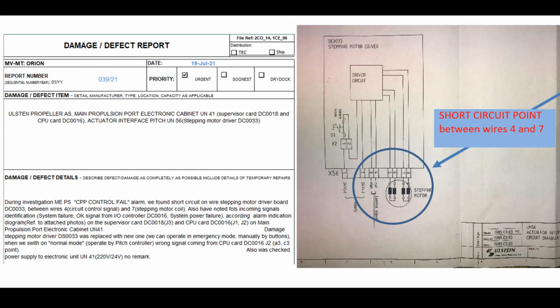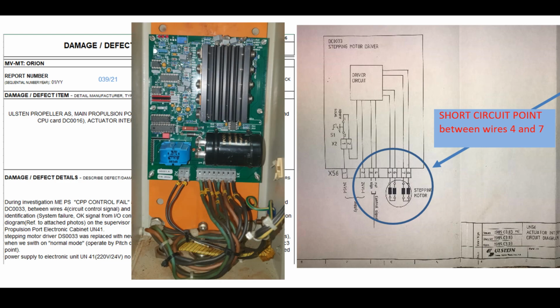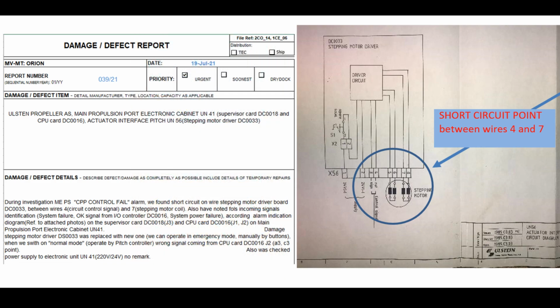So first of all, we need to get acquainted with the damage report. It says that due to a short circuit between signal and supply wires, the stepper motor driver burned out. This is an electronic device that uses a voltage signal to change the speed and direction of rotation of the stepper motor. The cause of the short circuit was vibration. Wires frayed through and shorted, you can see it in the photo.